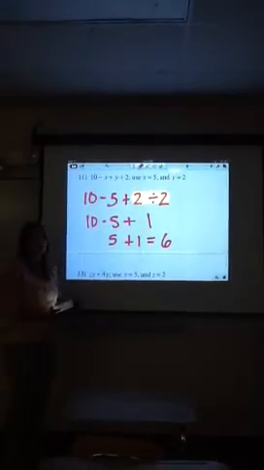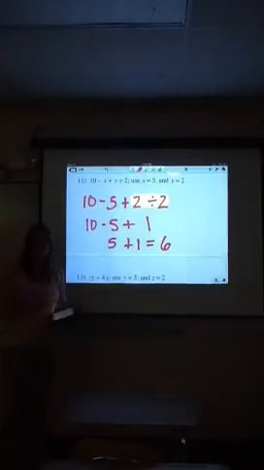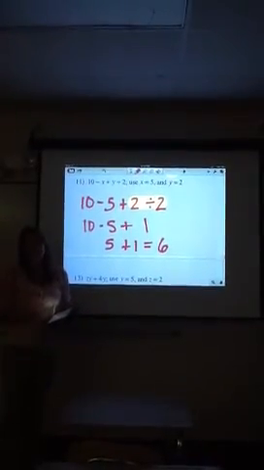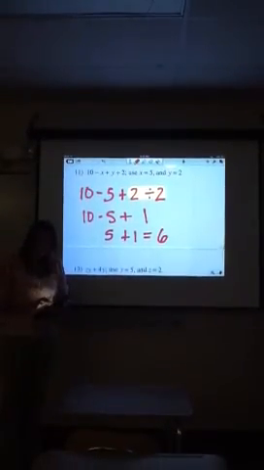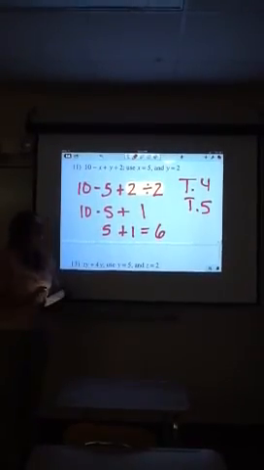Okay, so if you want to practice this further, you can continue working in this worksheet. The answers are provided, and go on to my Math IXL, and this is section T.4 and T.5.